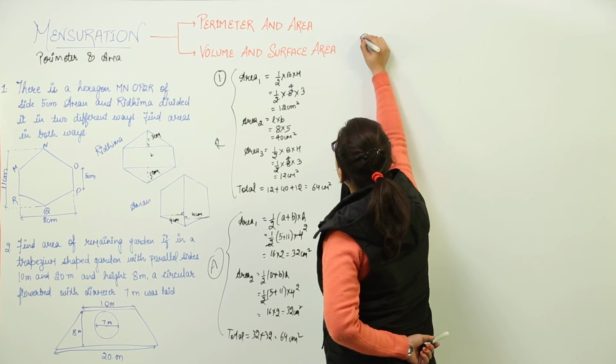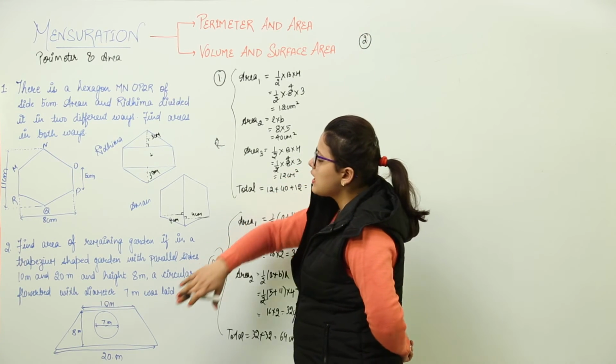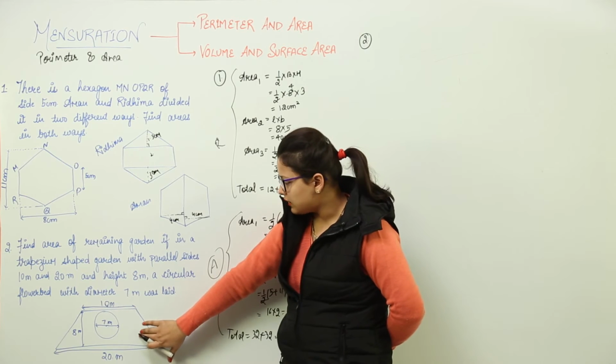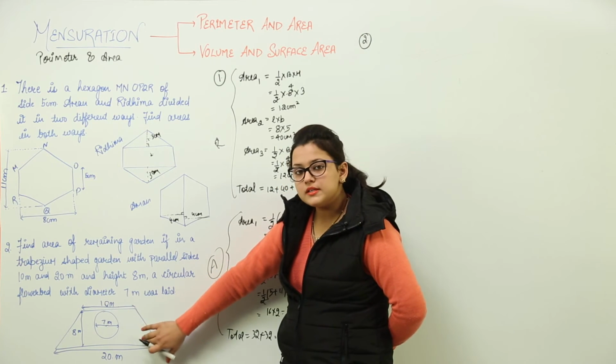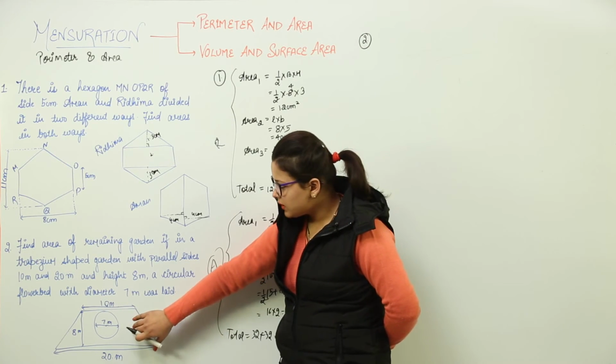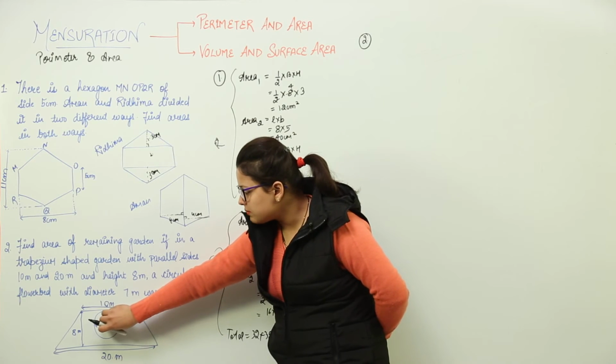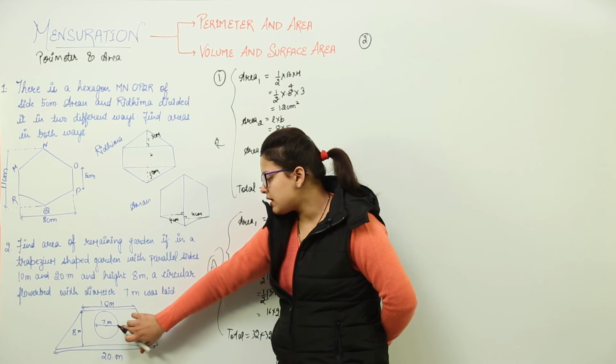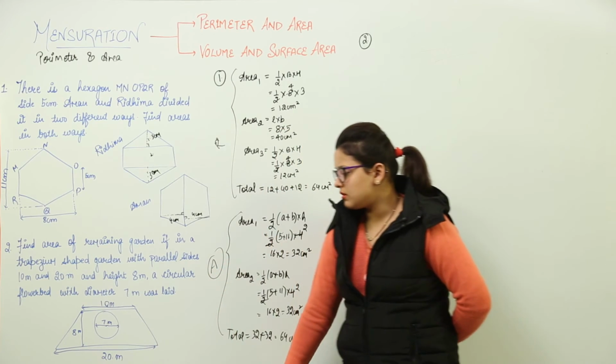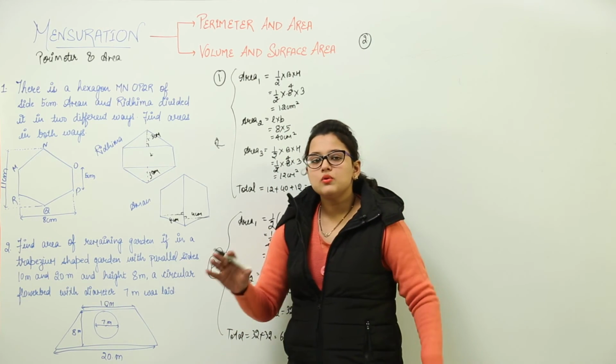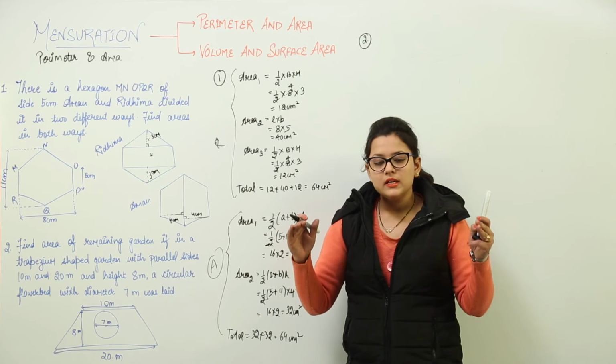Question number 2. The question number 2 says we have to find the remaining area of the garden. If now the garden is in a trapezium shape, what we have done is we have made a flower bed in its center. The flower bed has a diameter of 7 meters. What we have to do is find the area of the remaining part.